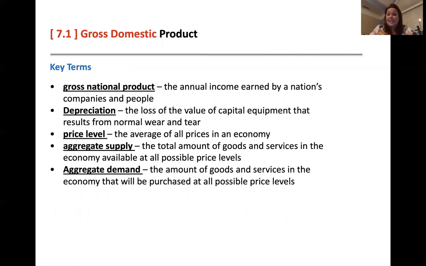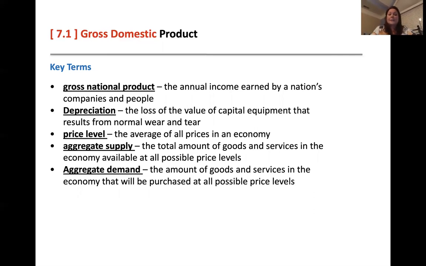The GNP, gross national product, this is the annual income earned by a nation's companies and people. So the gross domestic product is the final value of all goods and services within the U.S. borders. The gross national product would be income earned by any American company and any American, even if they're overseas.